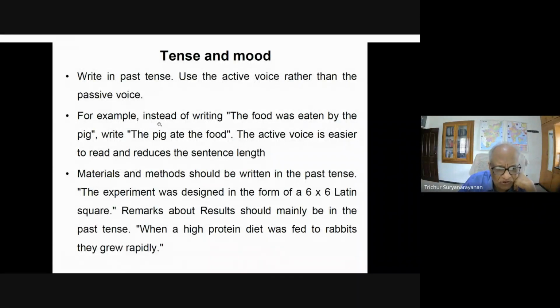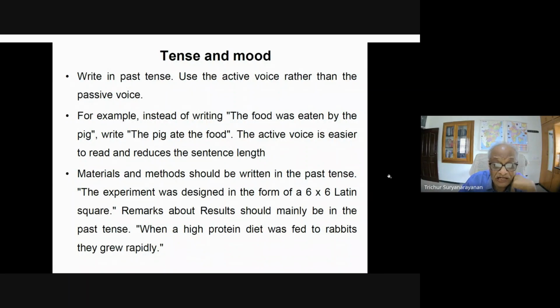And always use active voice as far as possible rather than passive voice. For example, don't write "the food was eaten by the pig." Just write "the pig ate the food." You're saving words, you're saving space, the meaning doesn't change, and the meaning is more affirmative. The active voice is easier to read and reduces the sentence length.